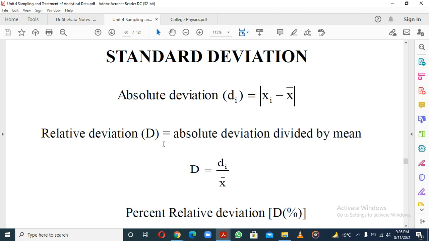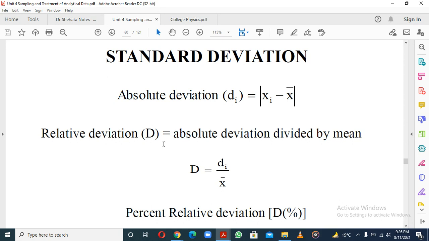Or let's say you are calculating distance, by how many meters or centimeters has this value that I've found deviated from the mean value. You are simply subtracting that particular value minus the mean, and because it's absolute, when you get a positive number it remains positive, and when you get a negative number, you make it a positive number. That's absolute deviation.